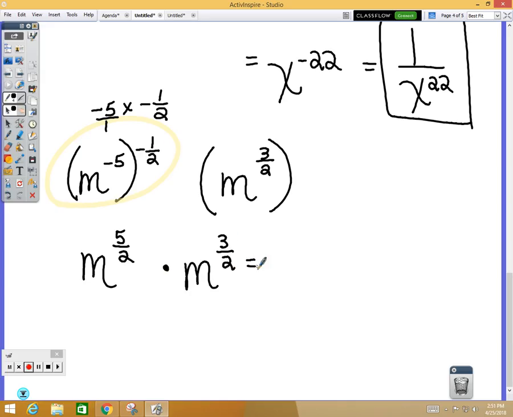Now, our rule here is keep the base and add the exponents. So keep your m, and you need to do 5 over 2 plus 3 over 2. Leave them improper, it's fine. We'll simplify at the end. 5 over 2 plus 3 over 2 is 8 over 2. And now it's time to simplify. 8 over 2 equals 4, so m to the 4th power.